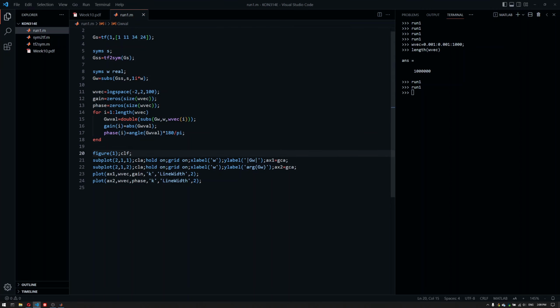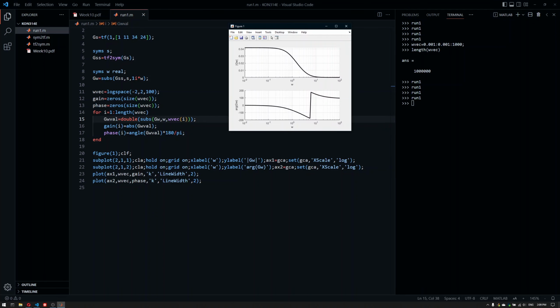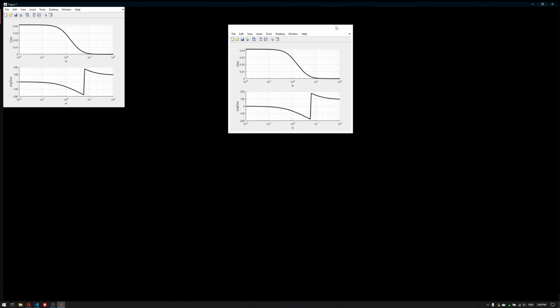So what we can do is a little hack maybe: set the x scale to log. We're going to do that for both of them. The x-axis, which is omega vec itself, is going to be logarithmic, not linear. It's not the y scale here, it's the x scale. So here we have a more Bode-like plot that we like to use.